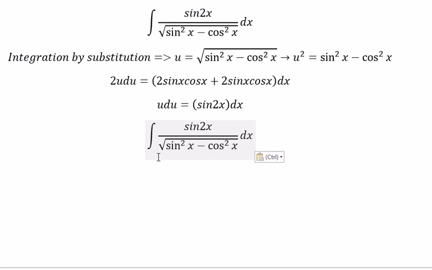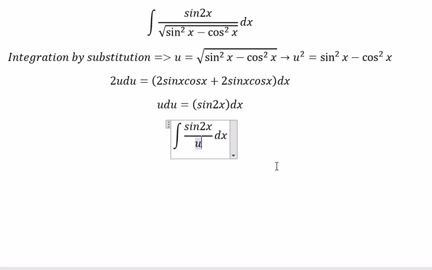Now we need to change this one. The square root we change to u. Sin 2x dx we change to u du. u divided by u, you get du.